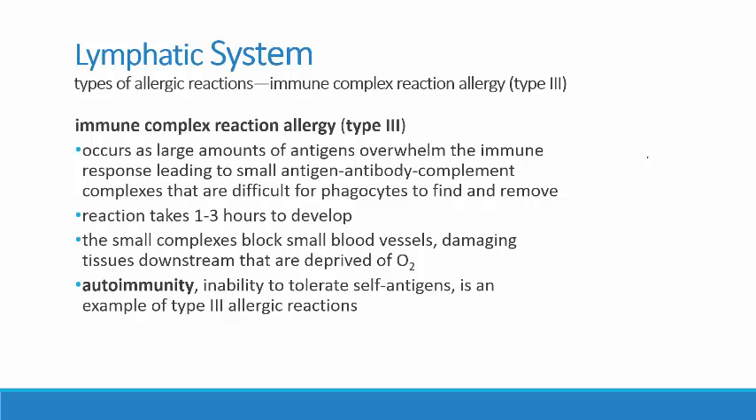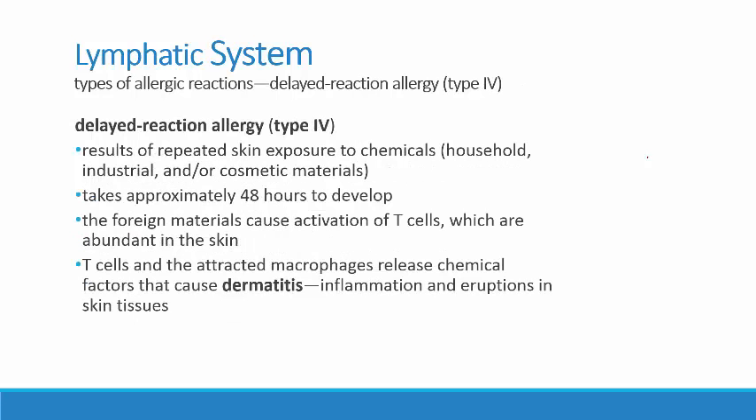Autoimmunity reactions, that is the inability to tolerate self-antigens, are one example of a type 3 allergic reaction. Because there are so many of the antigens in the body, because it's a self-antigen, relatively small numbers of antibodies will cause tiny little agglutinations, not larger ones, and you can get this downstream blockage as the emboli lodge.